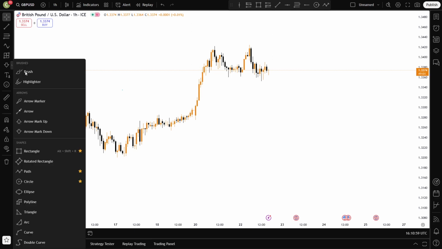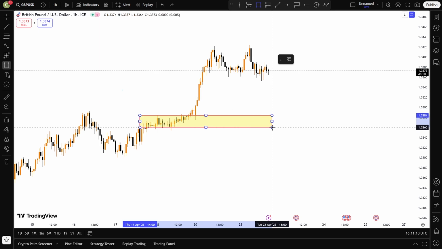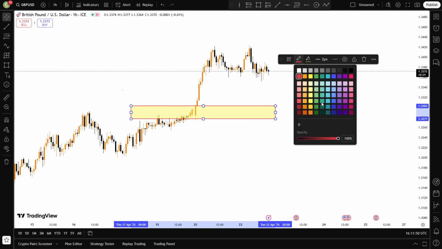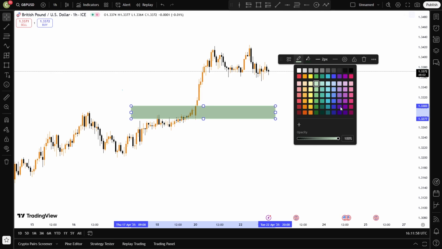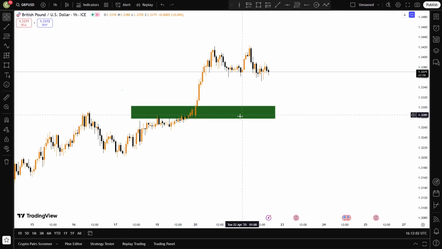Next up we have the shapes, and onto the shapes, this is the rectangle. Obviously it's used to draw rectangles to mark key zones or areas of interest. Also you can change the outline and the fill color using the toolbar. As you can see, I'm doing that. And the opacity can also be changed using the toolbar.